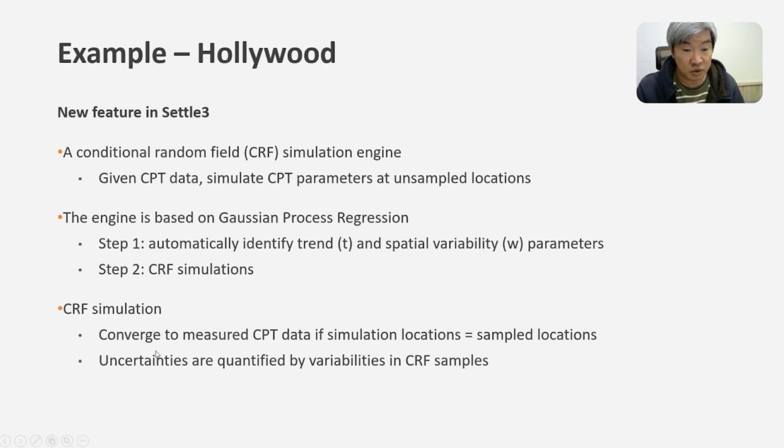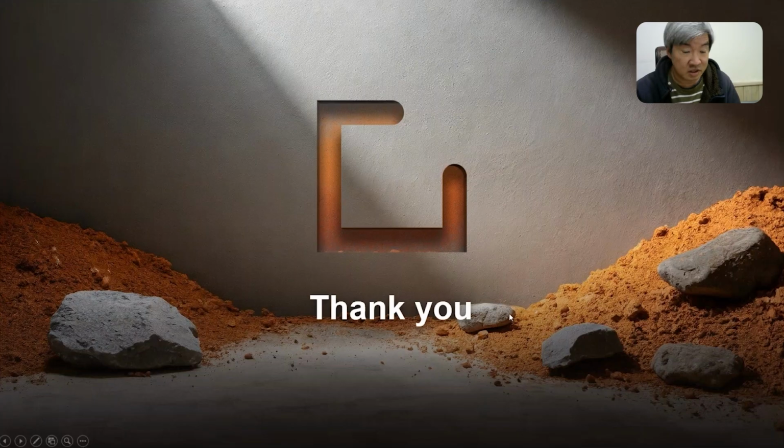As I have shown you, the conditional random field simulation result makes sense because it converges to the measured CPT data if the simulation locations are the same as the sample locations, and the uncertainties are quantified by the variability in the conditional random field samples. Okay, this is all I want to say.